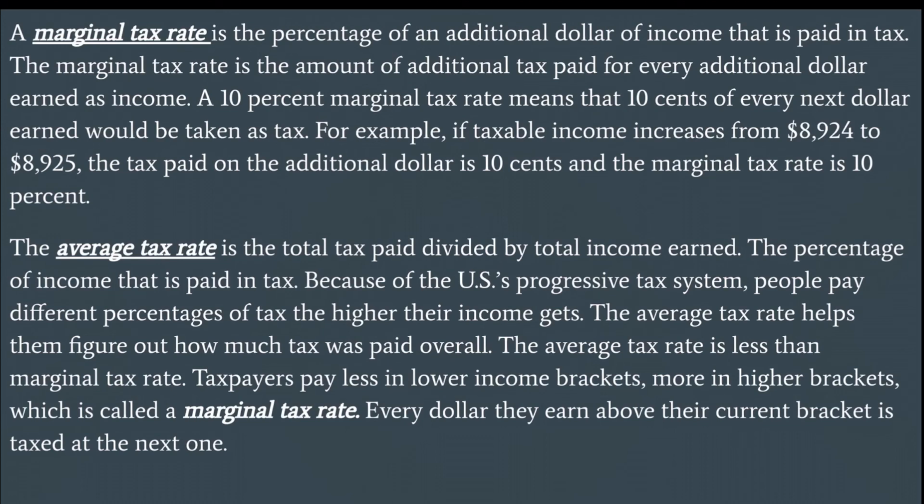The average tax rate is the total tax paid divided by total income earned, the percentage of income that is paid in tax. Because of the US progressive tax system, people pay different percentages of tax the higher their income gets. The average tax rate helps them figure out how much tax was paid overall. The average tax rate is less than the marginal tax rate. Taxpayers pay less in lower income brackets, more in higher brackets, which is called the marginal tax rate. Every dollar they earn above their current bracket is taxed at the next one.